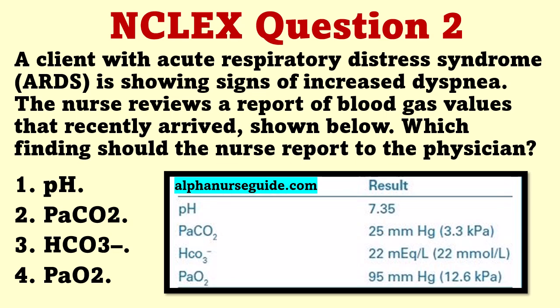The correct answer is 2. The normal range for PaCO2 is 35 to 45. Thus, this client's PaCO2 level is low. The client is experiencing respiratory alkalosis due to hyperventilation.